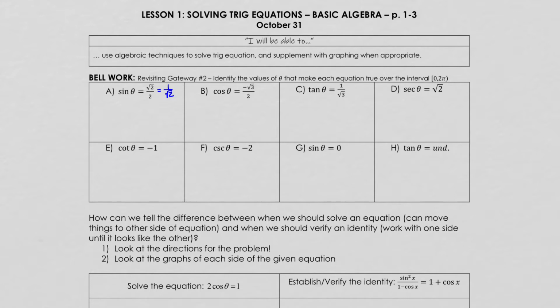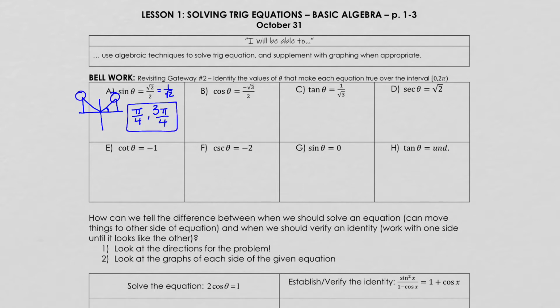They're the same. Sine is positive in quadrants 1 and 2. Square root of 2 over 2 means that my angle is a 45-degree angle, so that is pi over 4 and 3 pi over 4. Okay, those were those two.